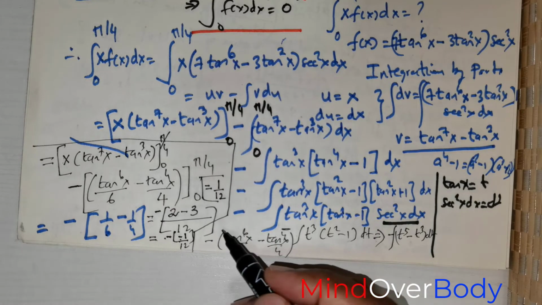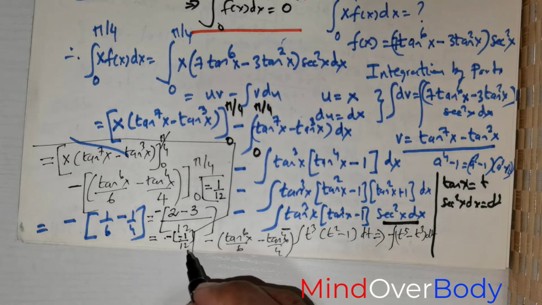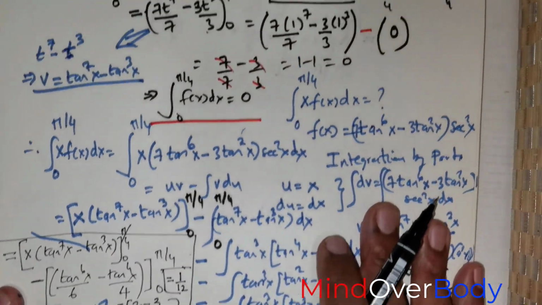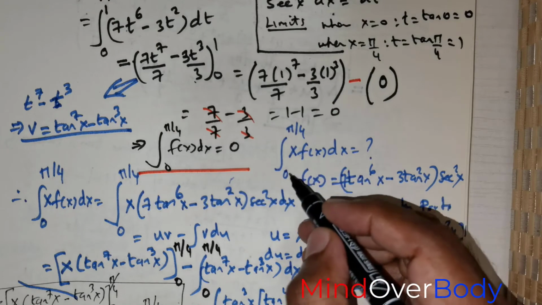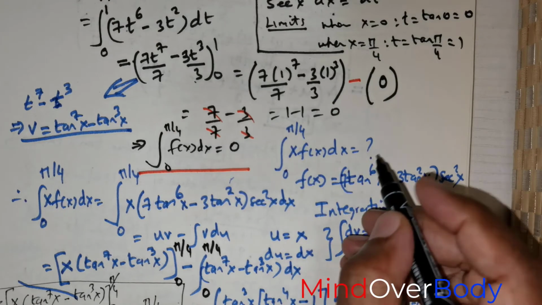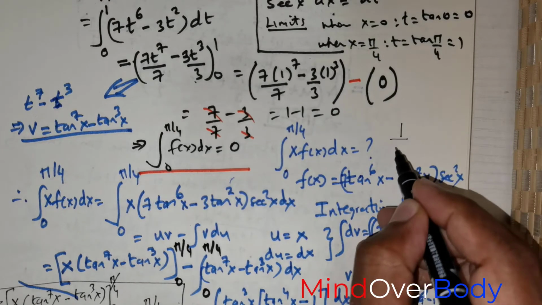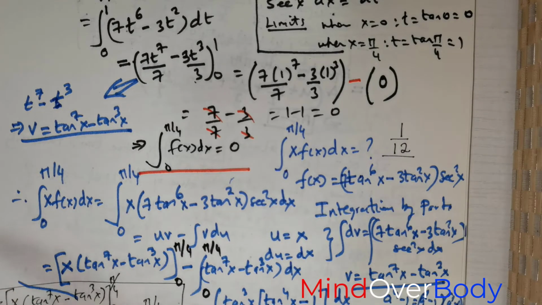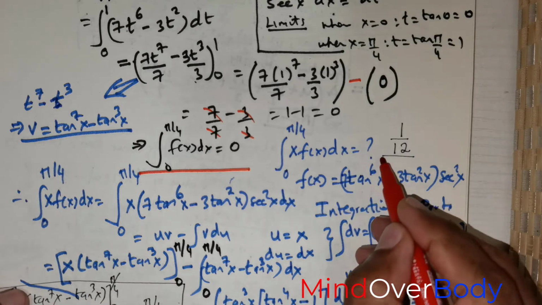So that's the solution. I hope you got the gist of it. So what is the value we are asked to find? The integral from 0 to pi over 4 of x times f of x dx, and that is equal to 1 over 12. And we can draw the red line here.